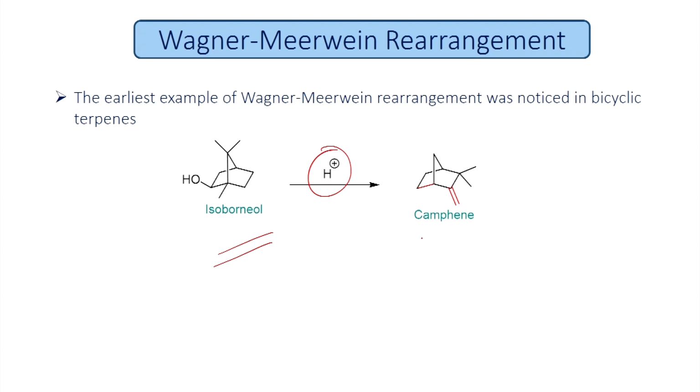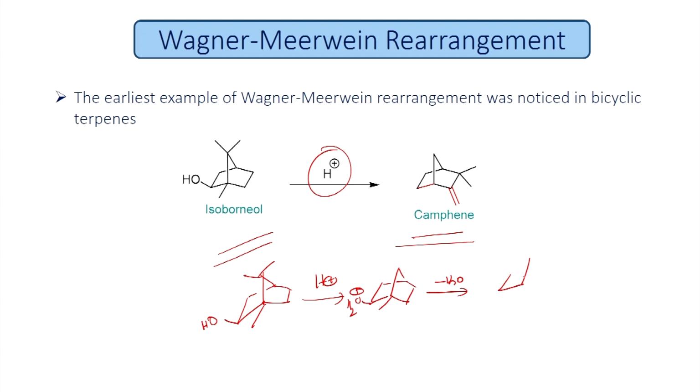So the first example was also a bicyclic system, then we have seen the linear molecule. Now, let us look at the rearrangement of this reaction. As we have just seen, when you react with acid, it can lose a water molecule, you form a secondary carbocation, which can undergo rearrangement as shown here. You have the sigma bond, this bond can migrate with its bond pair to give this.